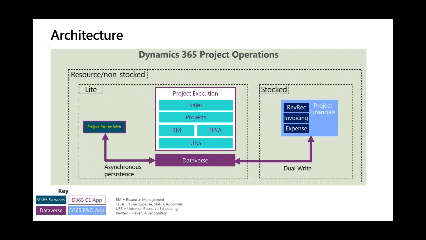In the stocked or production-based deployment type, you are using only the finance and operations app. And you can see that on the right-hand side of the diagram, where we have our F&O app, which includes, amongst other things, the revenue recognition invoicing and sophisticated expense functionality. Finally, in the resource or the non-stocked deployment type, you are using both the customer engagement and the finance and operations apps, and they are integrated for you via dual write, which is why we sometimes also refer to this as the integrated deployment type.